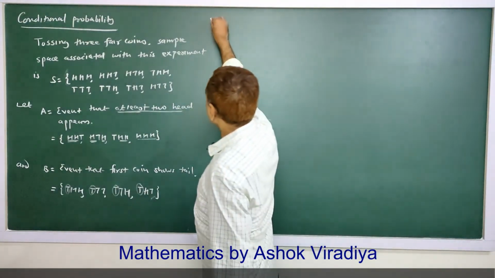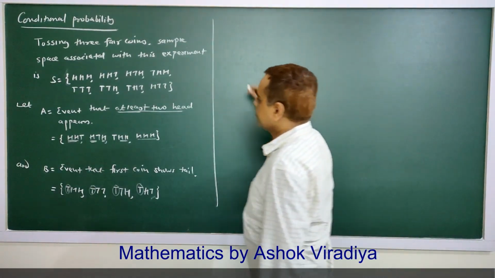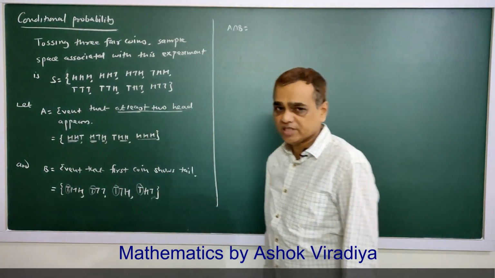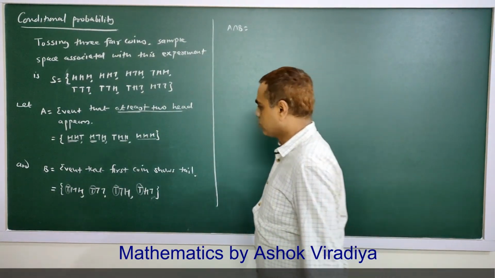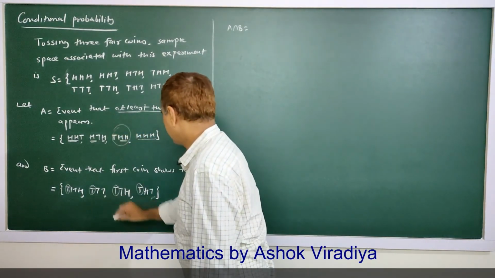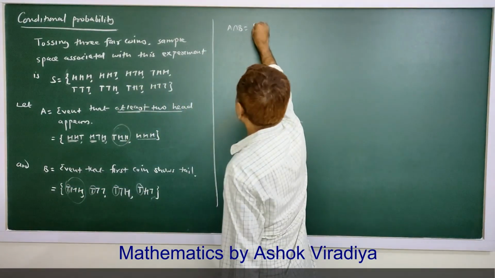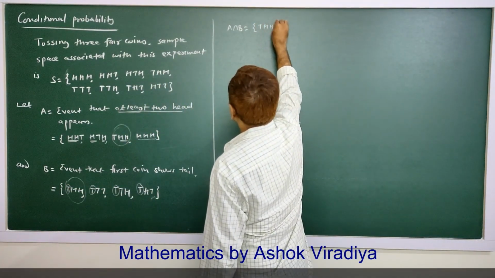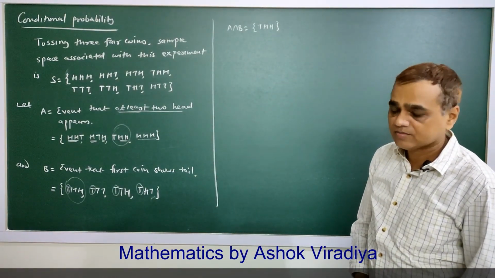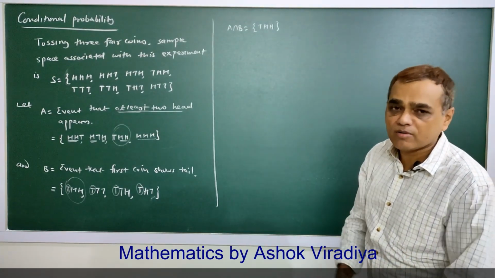Now I am finding A intersection B. See, common in both. Common in both is this: THH. This is common. So THH is A intersection B. Now slowly I am coming to the topic of conditional probability.